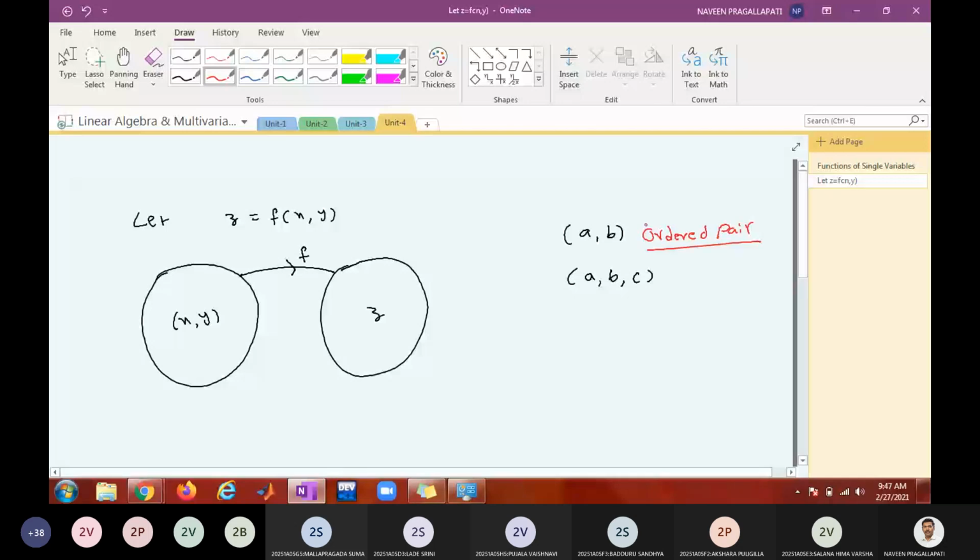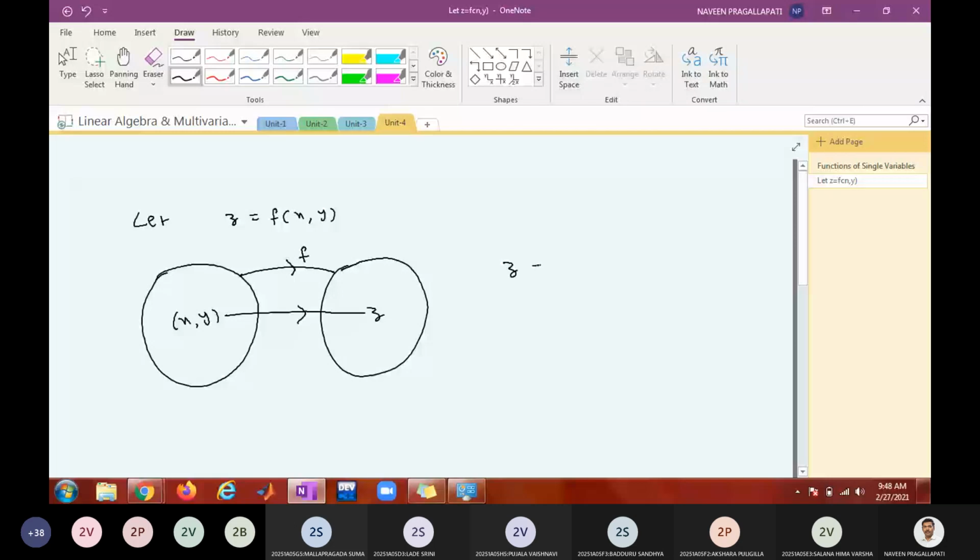Ordered pair. Don't say a comma b. What is this called? Ordered triplet. Is that okay? So what is the input? What should be your answer? Input is the ordered pair x comma y. Output is the real variable z. How are these two related? Z equal to function of x comma y.